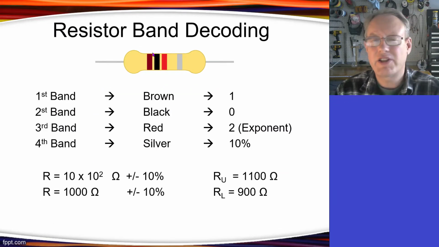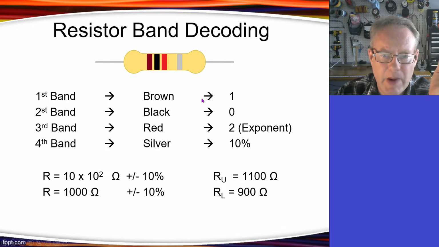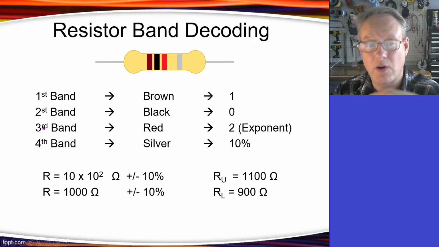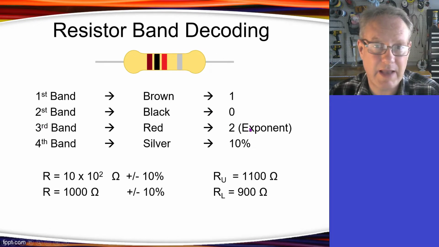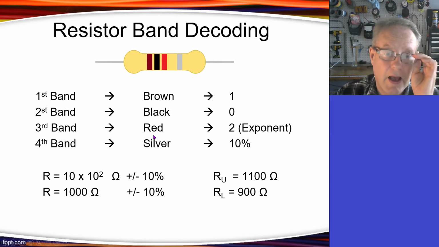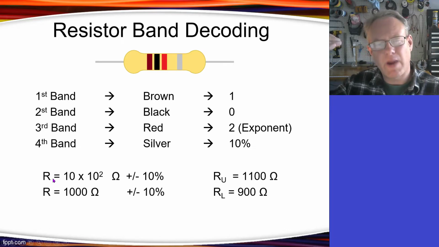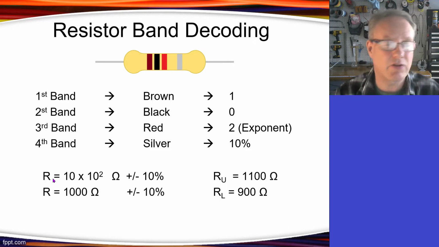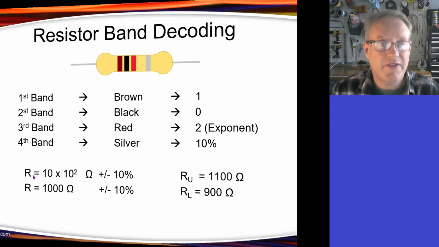Okay, so let's just take a look at an example here. So I've got my first band, it's brown, so it's going to be a 1. My second band is black, so it's going to be a 0. And again, the third band is red, so I'm going to add 2 zeros, the same one we just looked at, but this is actually just walking you through with some values here. And then this one, the silver, is 10%. So what I'm going to take a look at is the upper range and the lower range. I want to know if the tolerance is 10%, what could the possible values be? Now, this is a 1,000 ohm resistor.